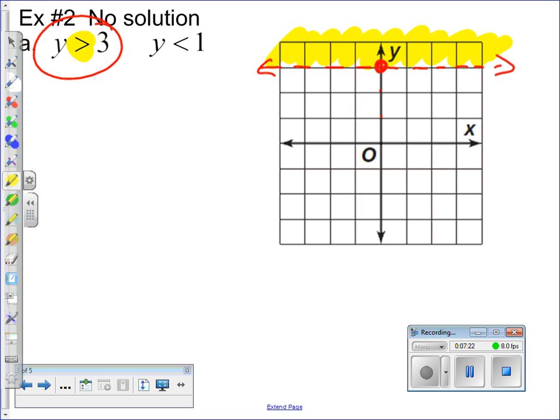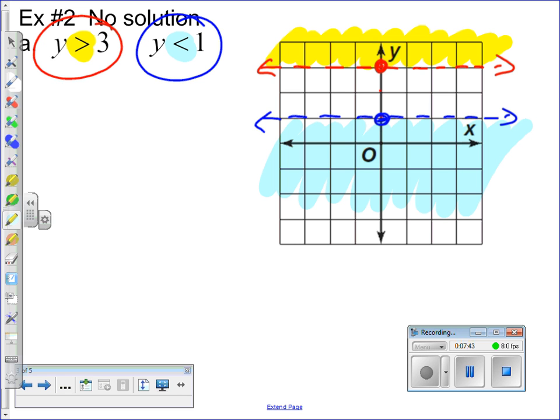Now let's do the second one. Y is less than 1. Dot at 1. And since there's no or equal to part, make it dotted. Now, which way is less? If you said down, that's right. Now notice these 2 lines don't have any overlapping part. If they don't overlap, the system has no solution. All right, so if there's no overlapping shading, no solution.